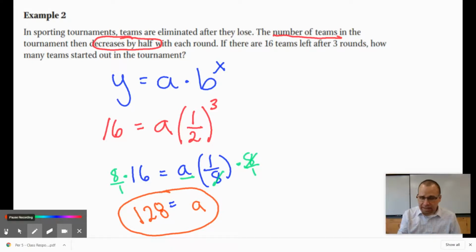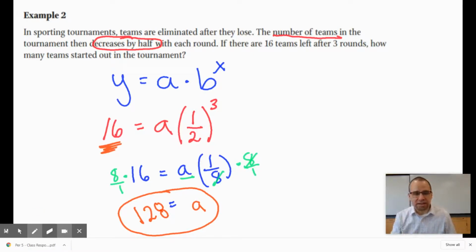So what does A again represent? That's the starting number in this tournament. There were 128 teams, and then half of them were gone the first round, and then another half of that half was gone the second round, and by the third round, it leaves you with the 16 there. Kind of a working backwards problem, but that's how you do that.